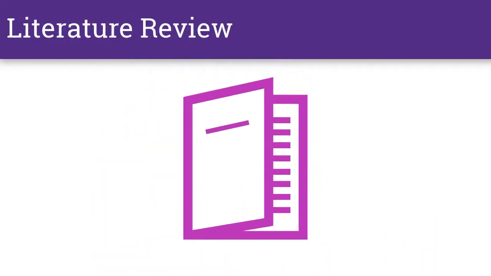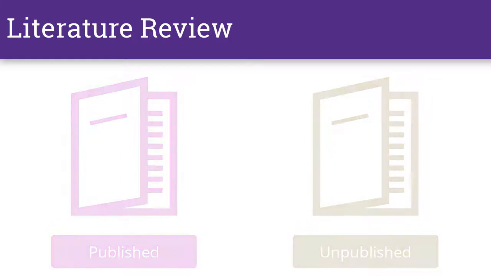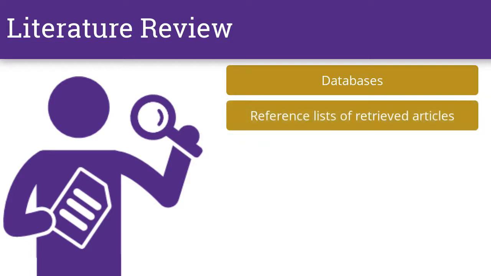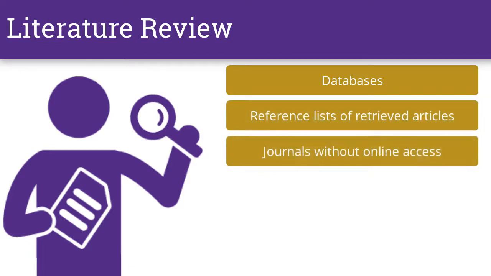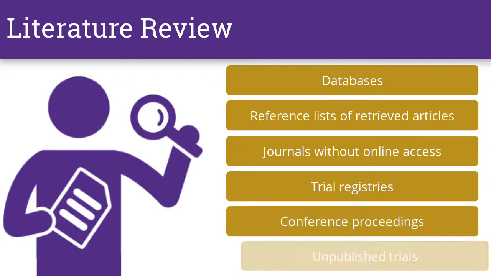The next step is finding or locating studies, that is, conducting a literature review. This involves deciding on which information sources to draw from, including published and unpublished literature. Will the researcher retrieve sources from specific databases, reference lists of retrieved articles, journals that do not have online access, trial registries, conference proceedings, and unpublished trials?